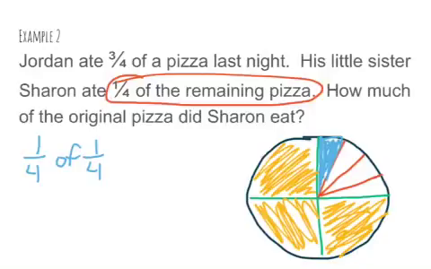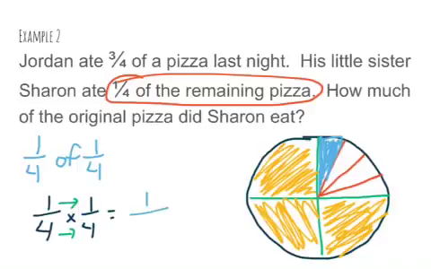Again, we have a fraction, 1/4 times 1/4. We just multiply the numerators and we multiply the denominators. Well, if we look at 1 times 1, we're going to get 1. And when we multiply 4 times 4, we get 16. So our answer is 1/16. That's how much of the original pizza that Sharon ate.